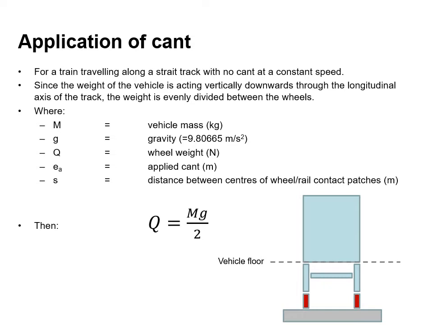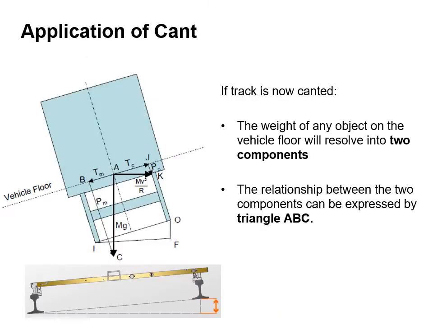So we're going to have the following symbols: M, the vehicle mass, kilograms; G, gravity; Q, the wheel weight; E subscript A, the applied cant; and S, the distance between the centres of the wheel-rail contact patches. So if the vehicle is just standing on a piece of track that's horizontal with no cant, the wheel weight will just be the mass times gravity divided by 2, because there's two wheels, one on each side. So what we've done now is introduce cant.